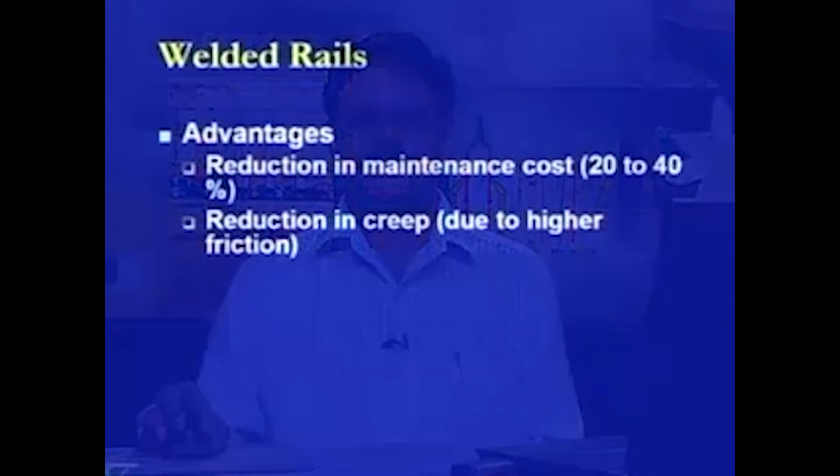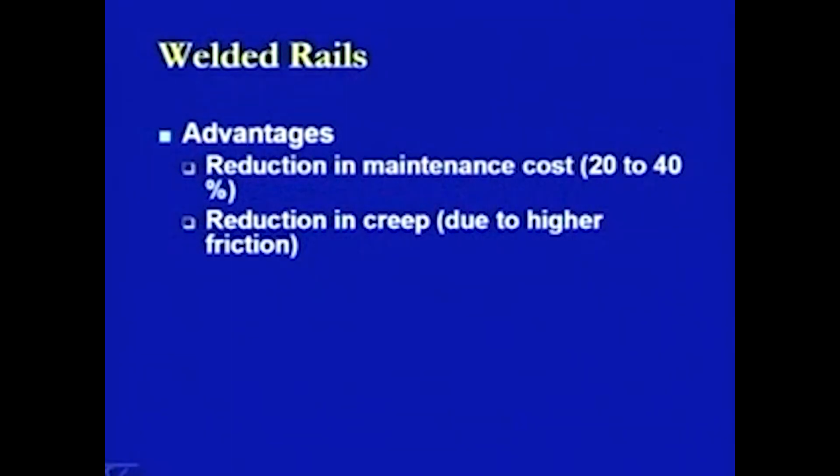Then there is another aspect, the reduction in the creep. Now, as we have seen, there is a longitudinal movement of the rail sections due to different reasons. This longitudinal movement is going to be resisted by the fixtures which have been provided at the bottom of the rail sections, and these fixtures and their connectivities with respect to the sleepers.